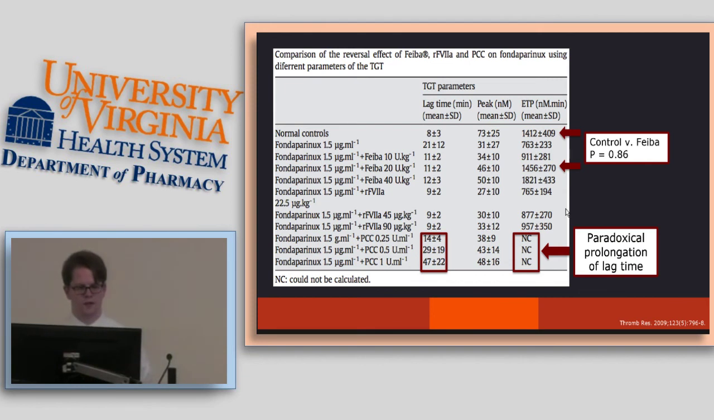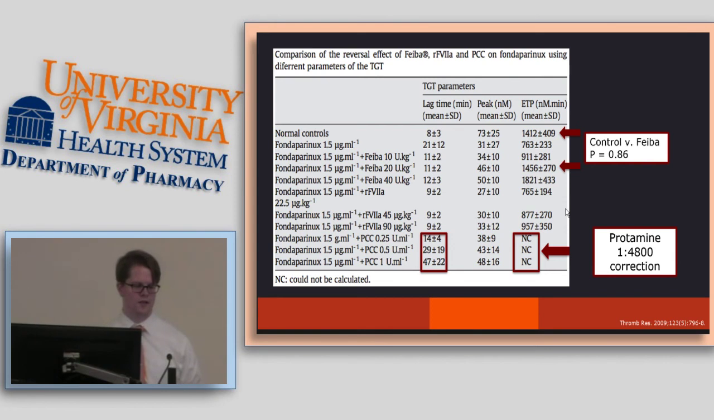And then with the third agent studied, the inactivated PCC, while we do see improvements in peak thrombin generation, we see a paradoxical lag time. And the authors theorized that this paradoxical lag time is due to the high heparin content contained in Cofact, which is roughly about 10 times what we see with the other 4-factor PCC products. And when these samples were given a dilute protamine solution, they did see a correction of the heparin effect, leading to normalization of the lag times.